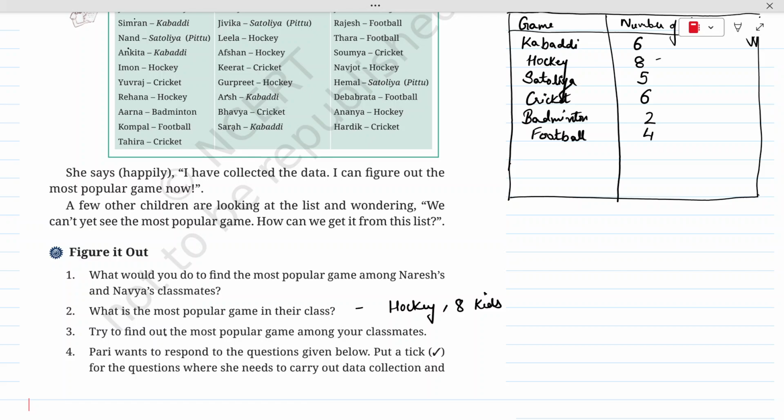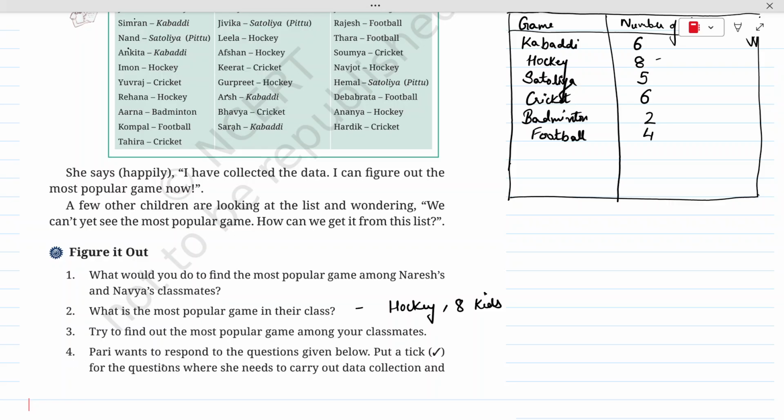Now, try to find out the most popular game among your classmates. The same activity you can also do in your class, where among your classmates you can find out the games they like the most, and then you can write down the number of students in your class who like that particular game. Okay, so this is one activity which you can do in your class.